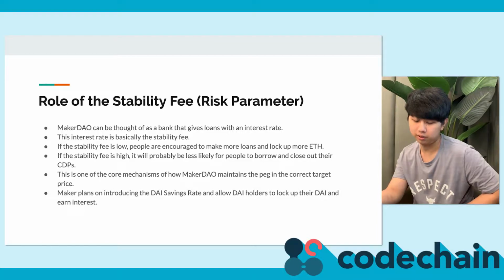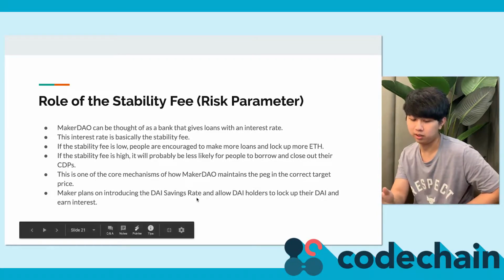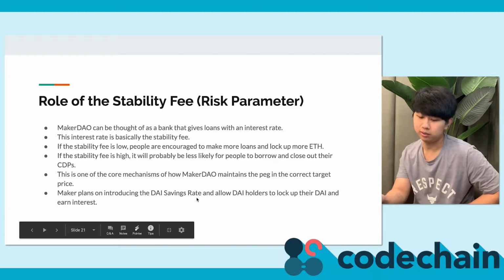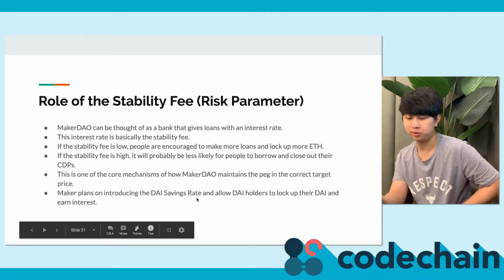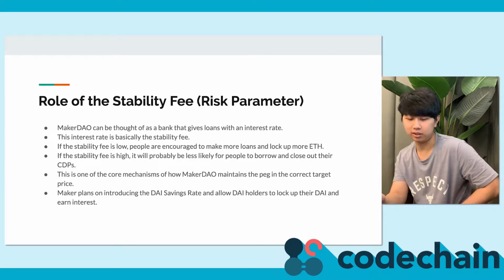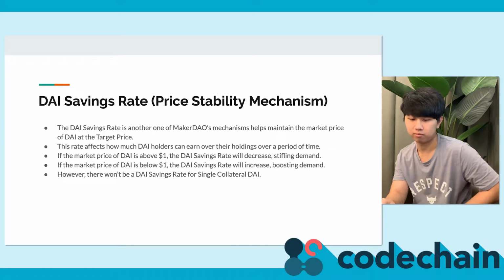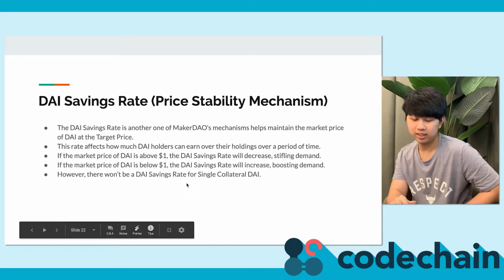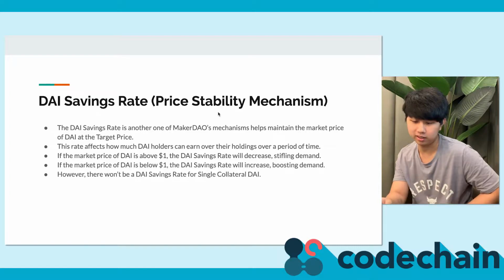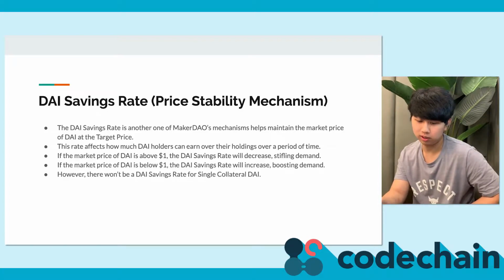And in the future, Maker plans on introducing something called the DAI savings rate, and this will allow DAI holders to lock up their DAI and earn interest. The DAI savings rate is also one of the price stability mechanisms that Maker is planning to use. As mentioned, they help maintain the market price of DAI at the target price, and this affects how much DAI holders can earn over their holdings over time.